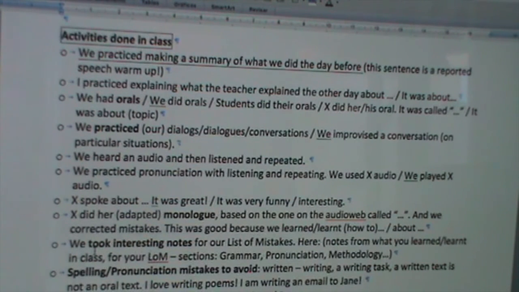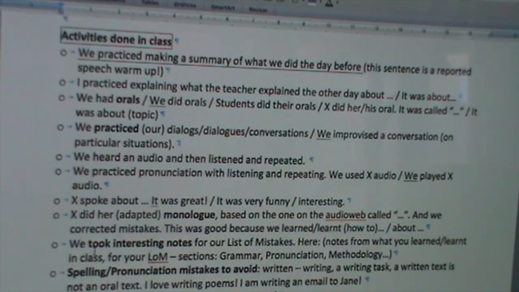So the sentences are a reported speech warm-up. Esta frase nos sirve para introducir el tema del estilo indirecto, ¿vale? Ya os la explicaremos en clase, pero bueno, ahora estaría bien que os la aprendierais, pero no es to make a summary, como he puesto yo, sino to do a summary. No sé por qué me he equivocado. Bueno, I practiced explaining what the teacher explained the other day.